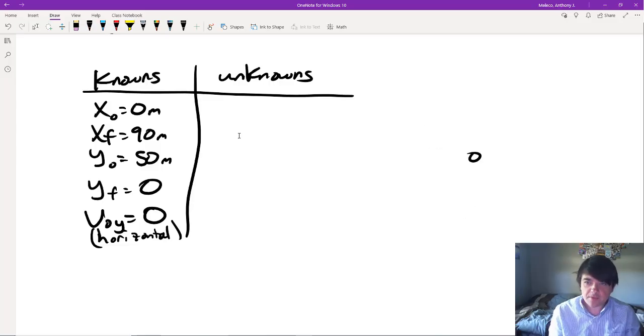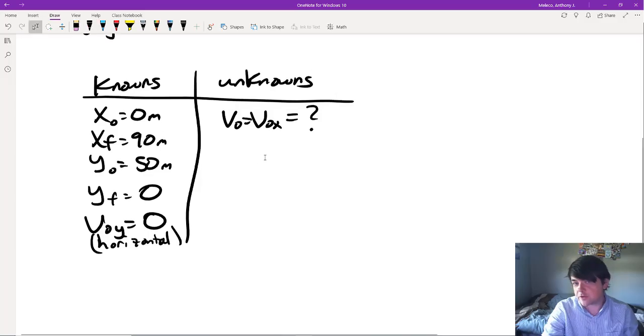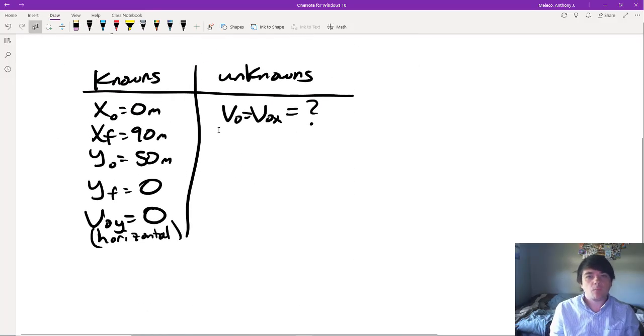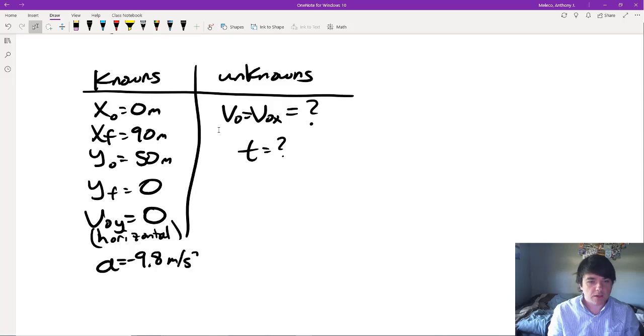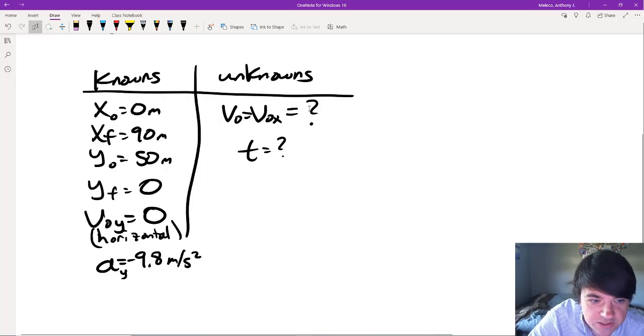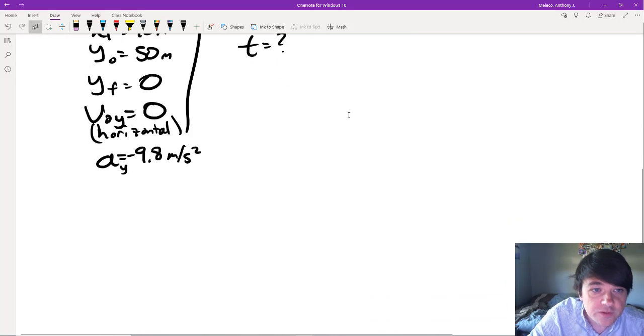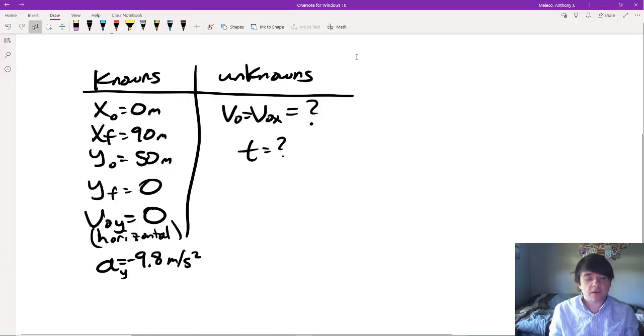So now all we're looking for is, since it's horizontal, v naught, and v naught is equal to v naught x because it's horizontal. We don't know what these are, but we do know they're equal to each other. We also don't know time, and we do know our acceleration. I'll explicitly write this: it is only in the y direction. There's no acceleration in the x. So these are knowns and unknowns, okay?